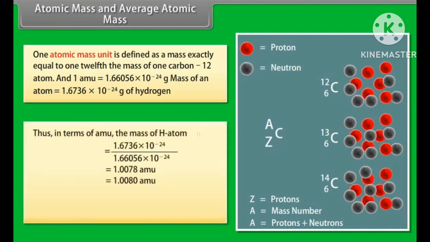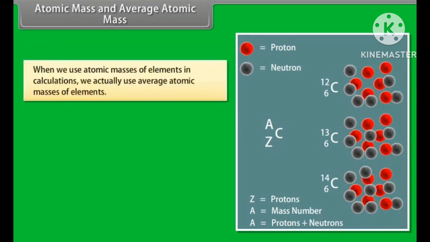Thus, in terms of AMU, the mass of each hydrogen atom is equal to 1.6736 × 10^-24 upon 1.66056 × 10^-24, which is equal to 1.0078 AMU, which equals 1.0080 AMU. Similarly, the mass of an oxygen-16 atom would be 15.995 AMU. When we use atomic masses of elements in calculations, we actually use average atomic masses of elements.